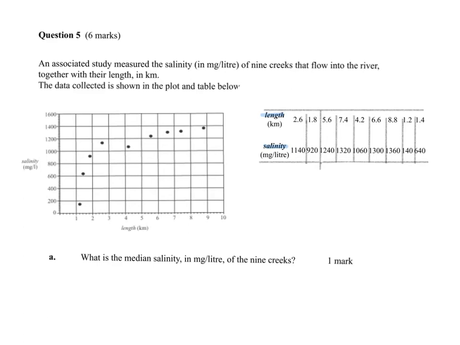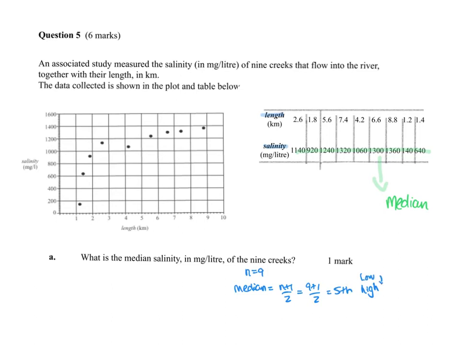So there's a couple of ways you could do it. You could type this list into your calculator and calculate the median using the stats. That could take a while, because the other way you could do it is to say, well, if you've got 9 creeks, n equals 9, so the median is found at n plus 1 divided by 2. So 9 plus 1 divided by 2. So it's the 5th value when you're going lowest to highest.